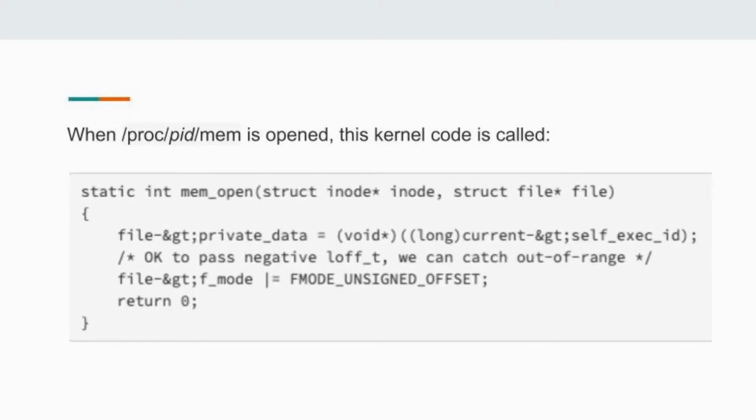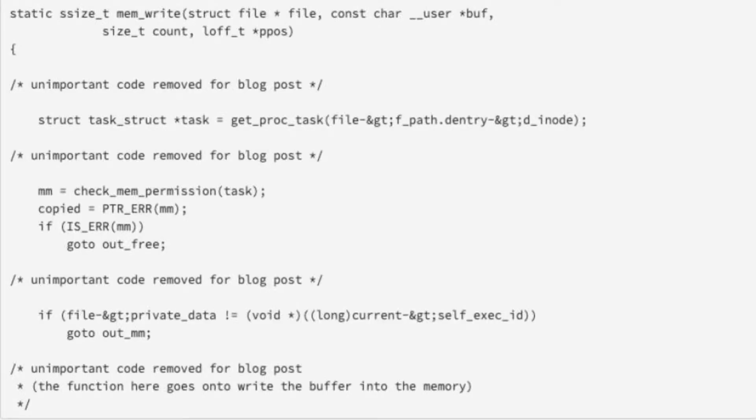When /proc/pid/mem is opened, the kernel will call this code right here. Specifically, there are no restrictions on this opening. Anyone can open the /proc/pid/mem file descriptor for any process, subject to the ordinary VFS restrictions. It simply makes note of the original process's self exec ID that it was opened with and stores this away for checking later during reads and writes. Writes and reads, however, have permission checking restrictions.